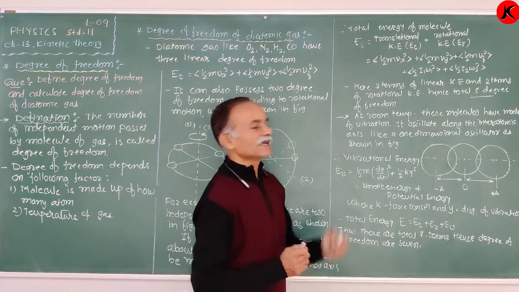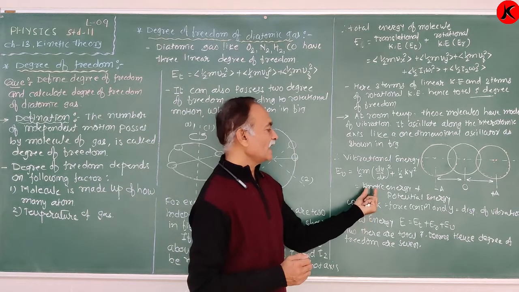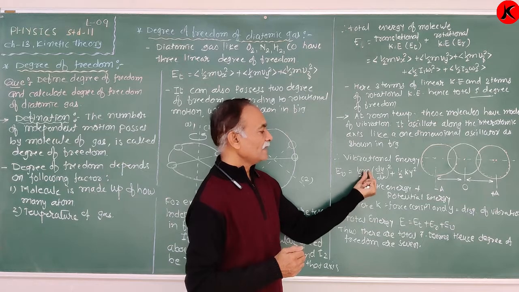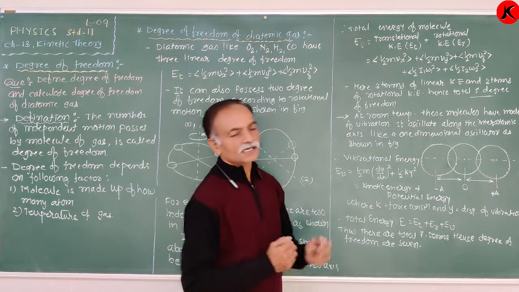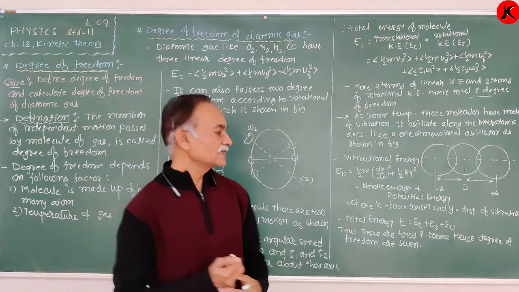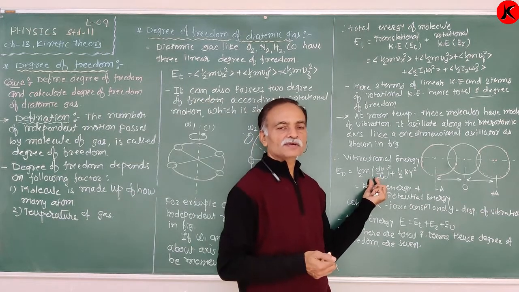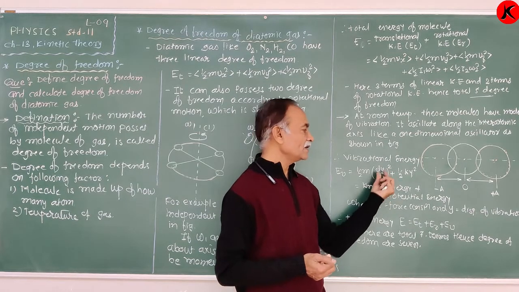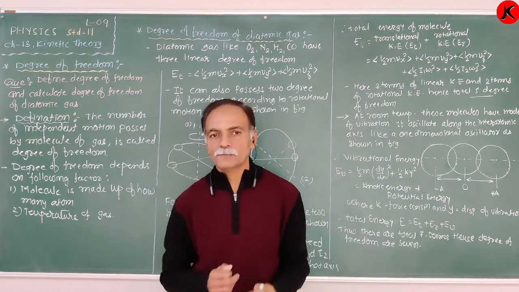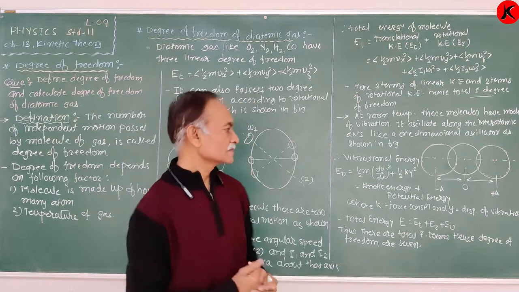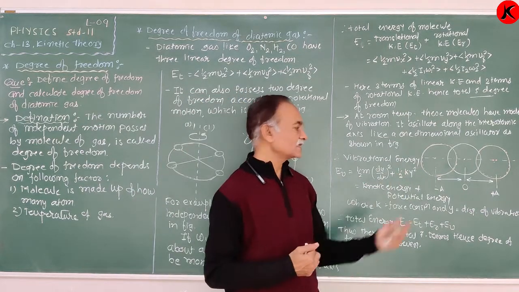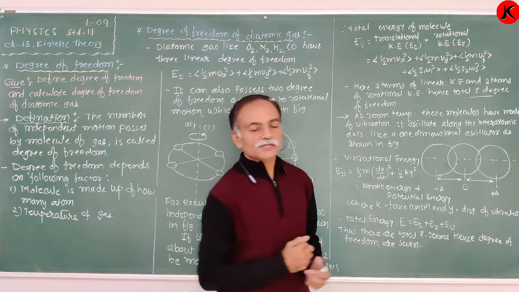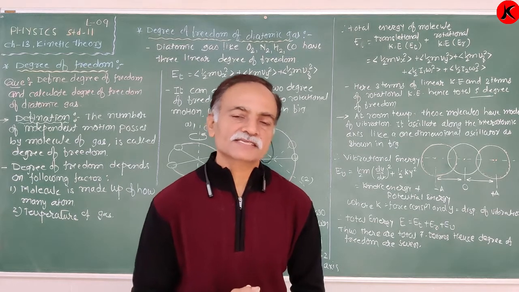Therefore, the vibrational energy is equal to kinetic energy plus potential energy. Here the kinetic energy is half m (dy/dt) square, actually half m v square. What is the velocity? Change in displacement with respect to time. Therefore, half m (dy/dt) whole square, that is the speed of vibrational motion, plus half k y square, that is the potential energy. So here also there are 2 terms corresponding to its vibrational motion.